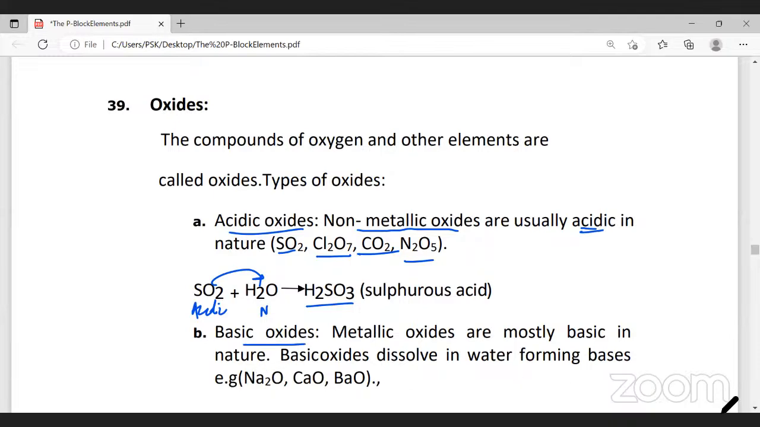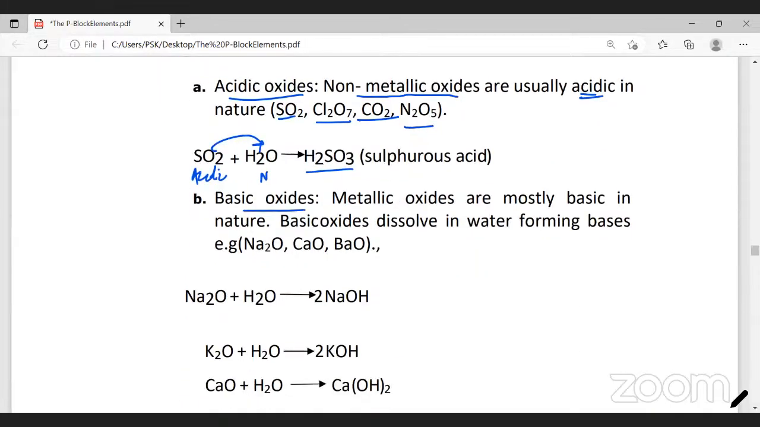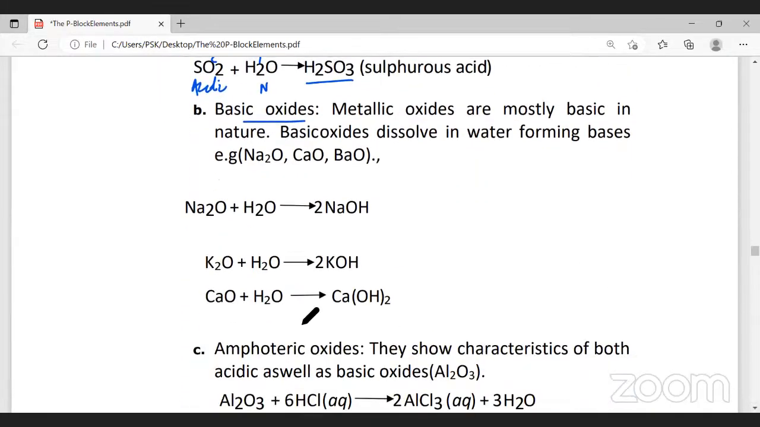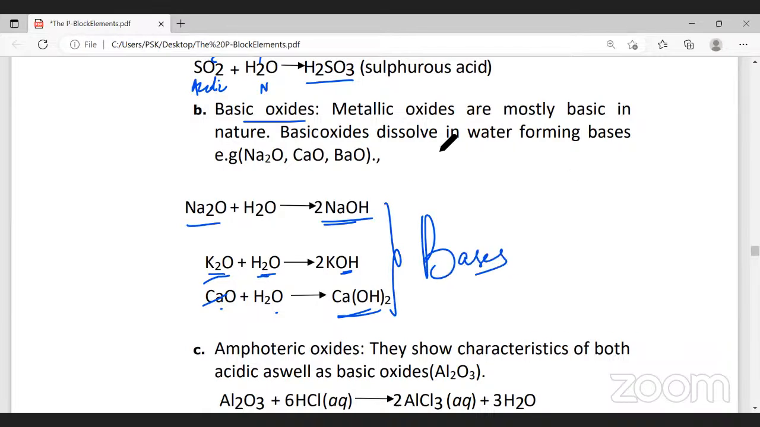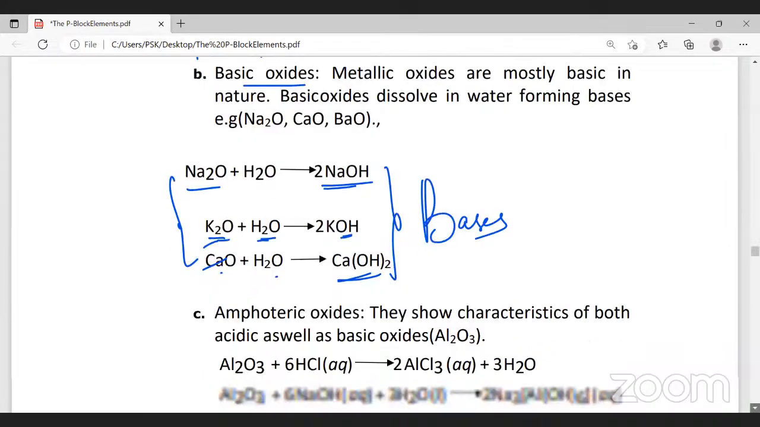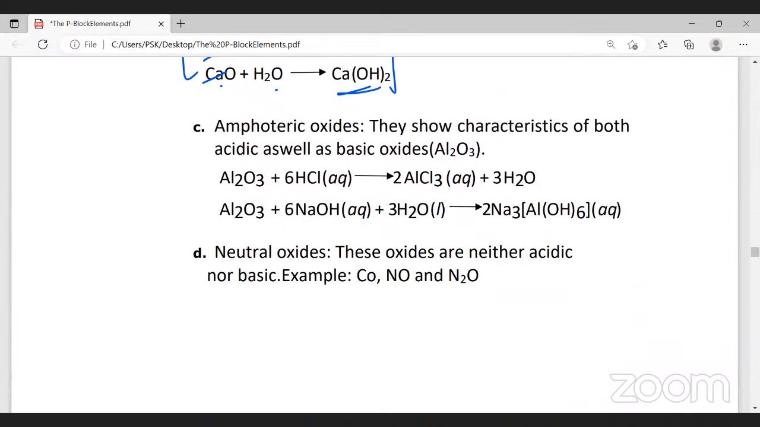Metallic oxides are mostly basic in nature. Basic oxides dissolve in water, forming a base. Sodium oxide dissolves in water to form sodium hydroxide. Calcium oxide dissolves in water to form calcium hydroxide. Potassium oxide dissolves in water to form potassium hydroxide. All these oxides, when dissolved in water, give bases. Therefore, these are all called basic oxides.